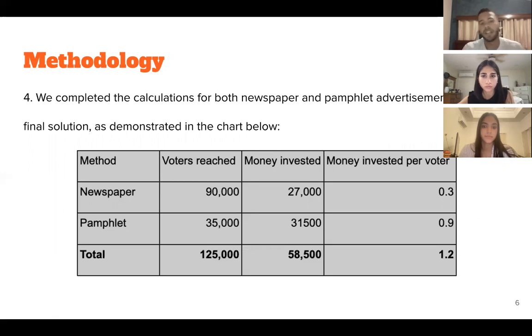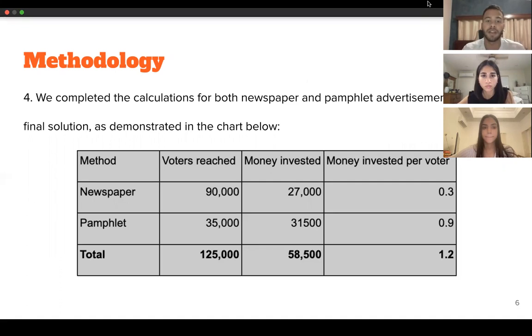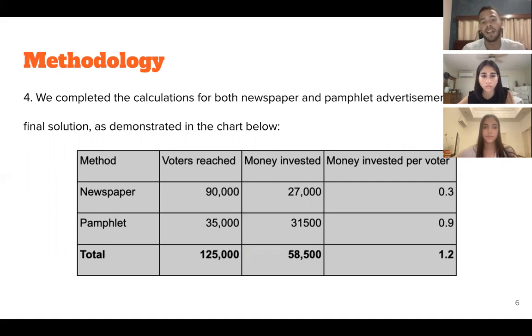So we did the calculations, and because the newspaper is a cheap method, but we can only reach a fixed amount of people, that is 90,000, we decided that to get from 90,000 to 125,000, we need 35,000 more. So we decided to invest in pamphlets for those 35,000 more people that we need. We will get to the goal of 125,000 voters with only investing $58,500.